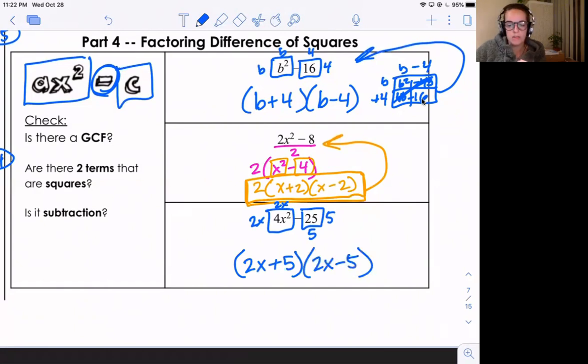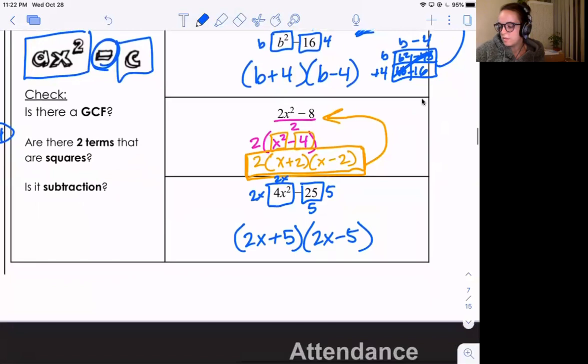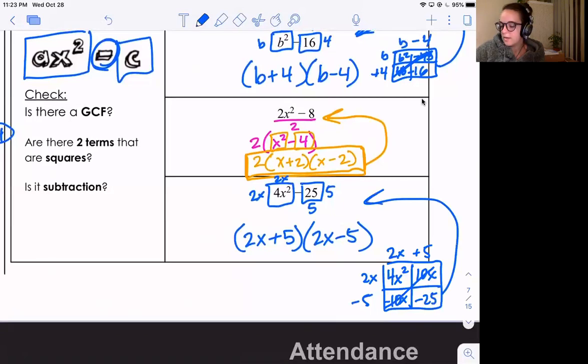And if it's kind of hard to believe that those multiply together, you would try 2x plus 5, 2x minus 5. This would be 4x squared, 10x, negative 10x. So those cancel, and negative 25, which is what we got there. So we know this is the correct answer.